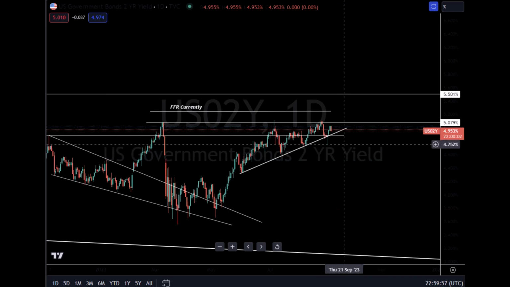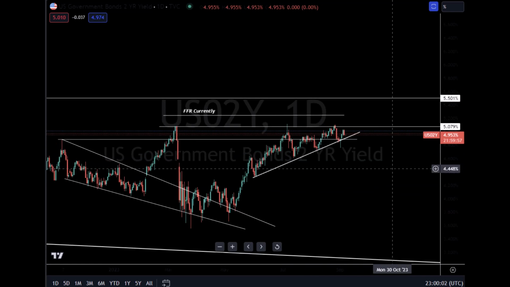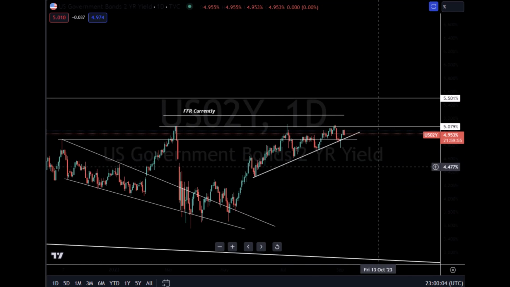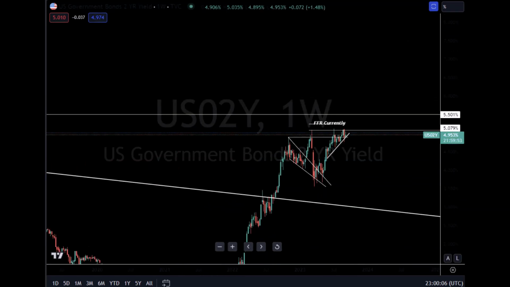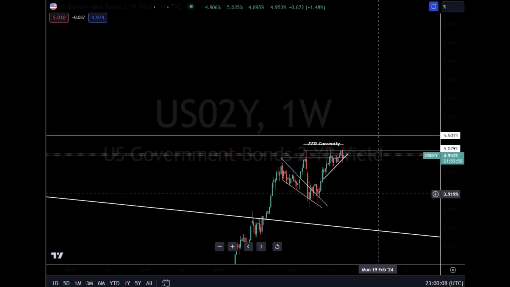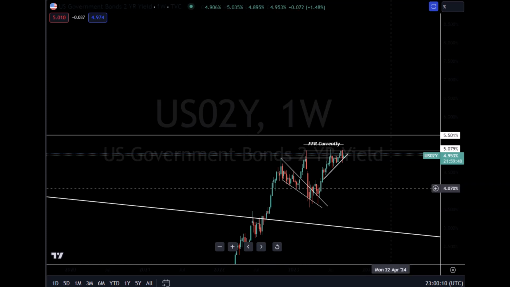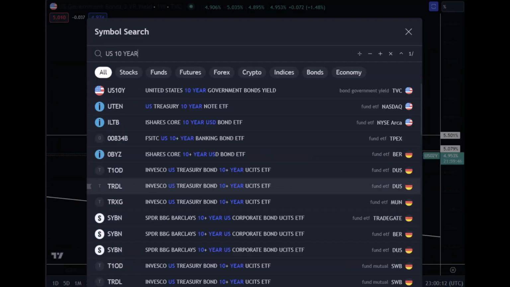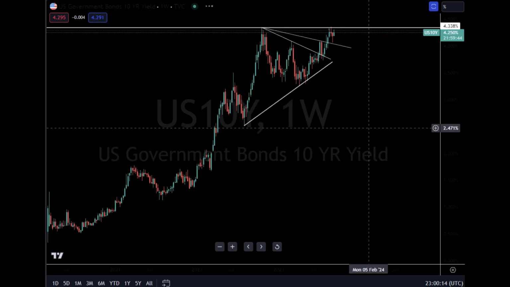I actually think the 2-year yield is going to pull back and test this lower 4.7% boundary range again, and that would be okay. It doesn't mean yields are broken. The longer term trend is still in a weekly uptrend, but I do think that yields have had a pretty parabolic move, even specifically, say, the 10-year yield.